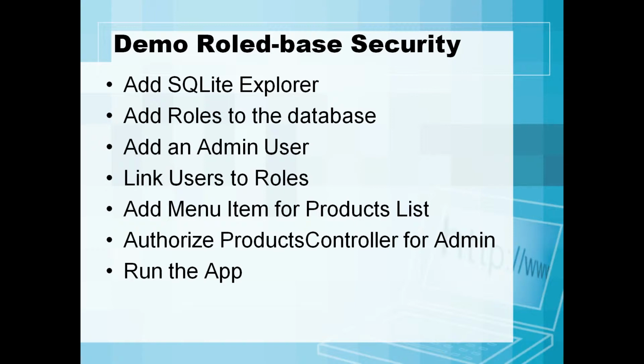Then we're going to add a menu item onto the web application, so we can list products, and I'll show you how the menu item is added onto the MVC application. Then we're going to add the Authorize attribute for ProductsController, so only the admin user can access and add products. Then we're going to run the app and I'm going to show you. Apologies, this is a long video, but hopefully this will show you exactly what role-based security is. So let's jump into the code.